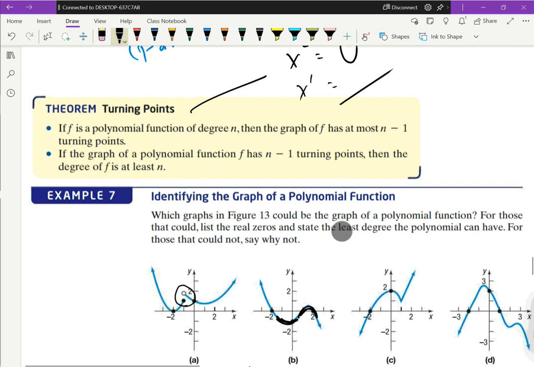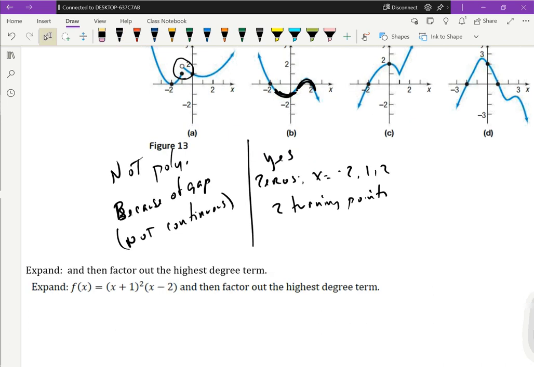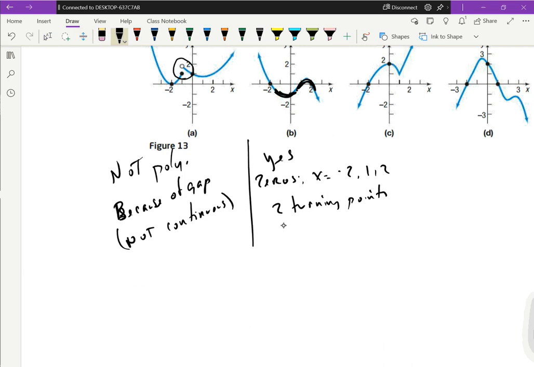So when we take a look at what we said as far as our theorem for turning points, if the graph of polynomial is degree n, then the graph has at most n minus 1 turning points. So we have 2 turning points here. So that means we must be at least degree 3. Okay, so one more degree than the number of turning points would be a way to phrase that. Our least degree then would end up being degree 3 because there are 2 turning points.